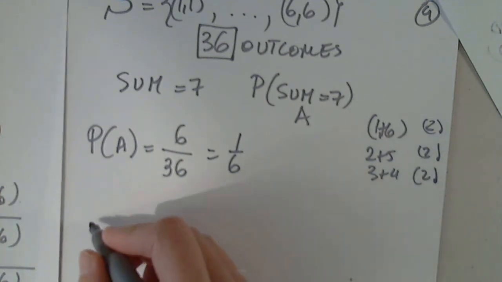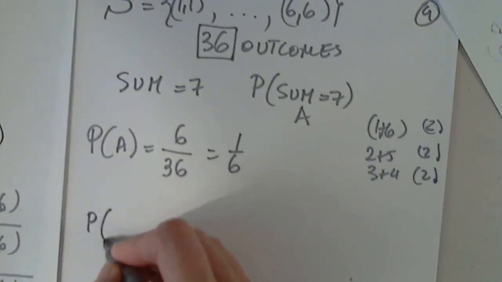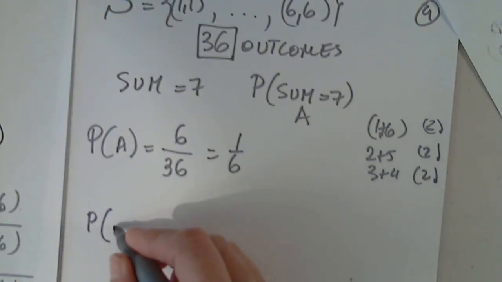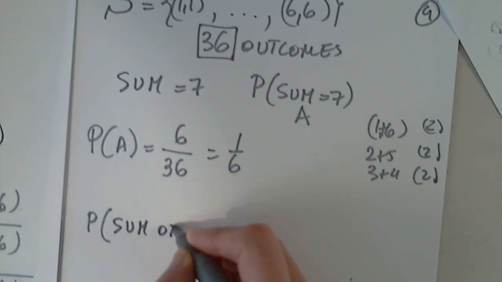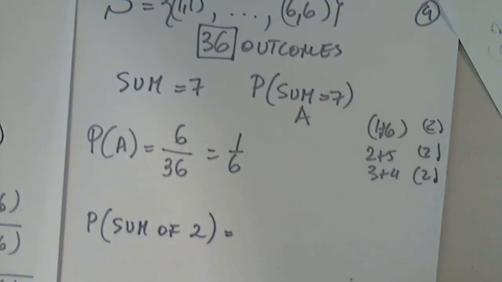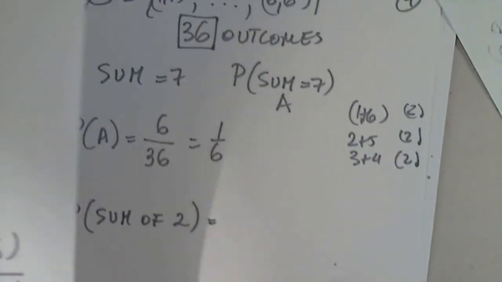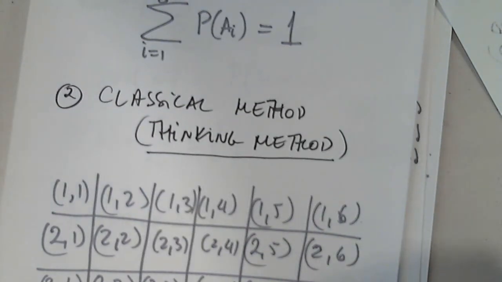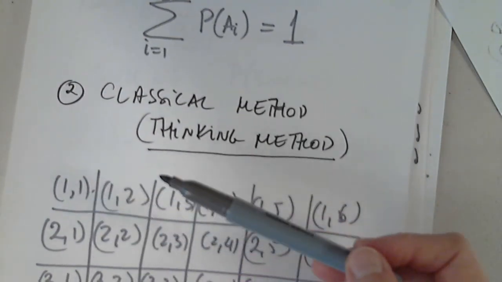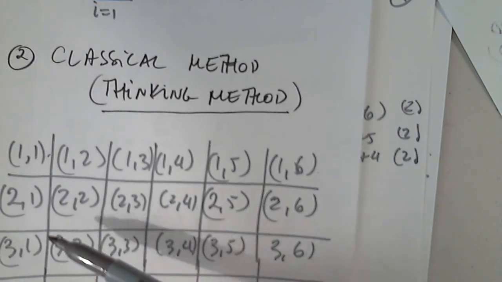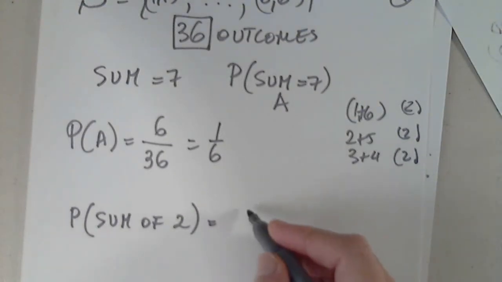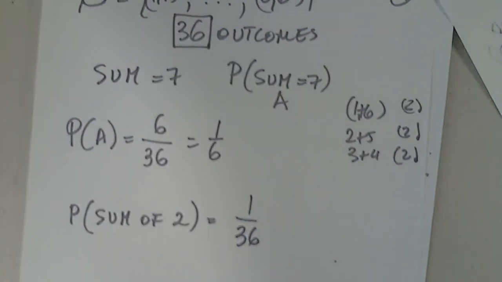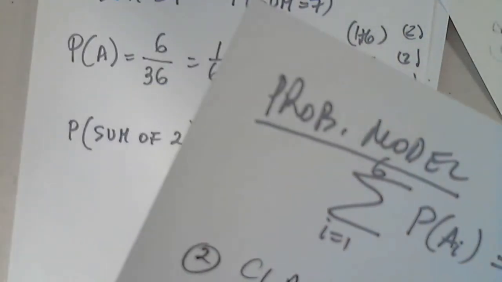The second question was asking us for the probability of rolling a 2. So, sum of 2. Okay, what is the probability of rolling a 2? The sum of 2 can only be created with 1,1. There is nothing else that I can add up to get a sum of 2. So this will be 1 divided by 36. There is no other option.